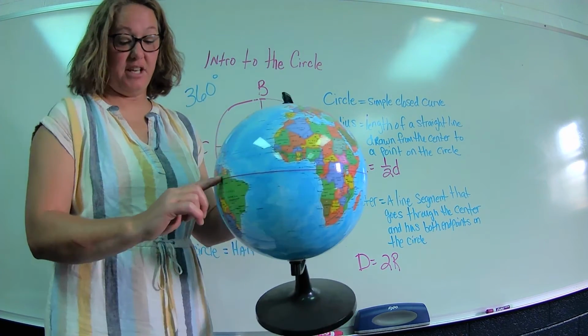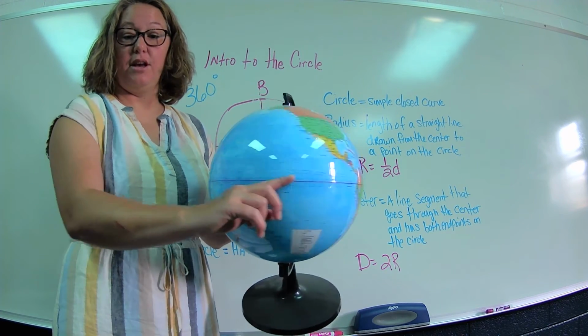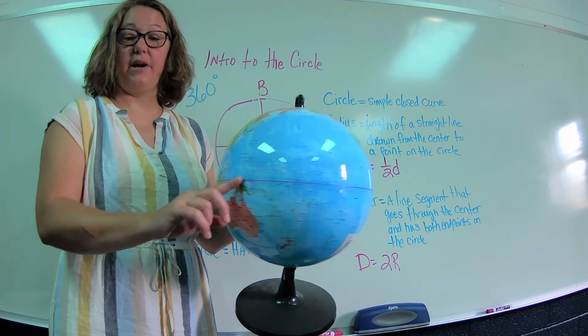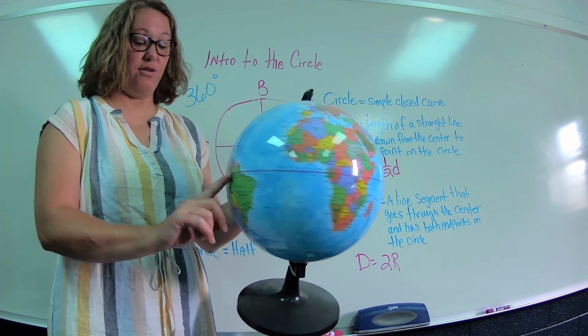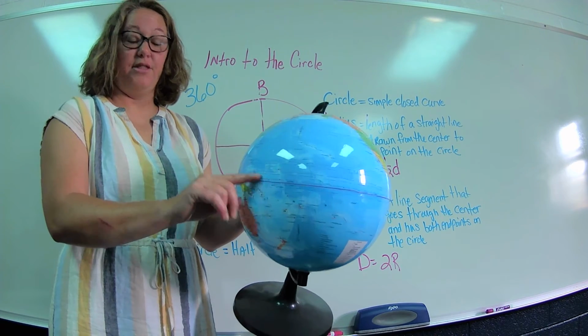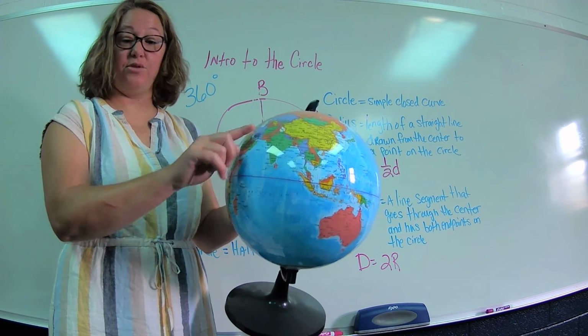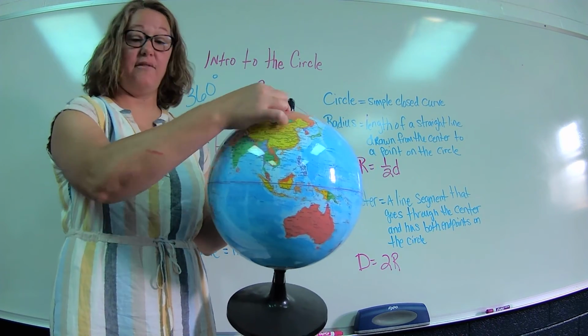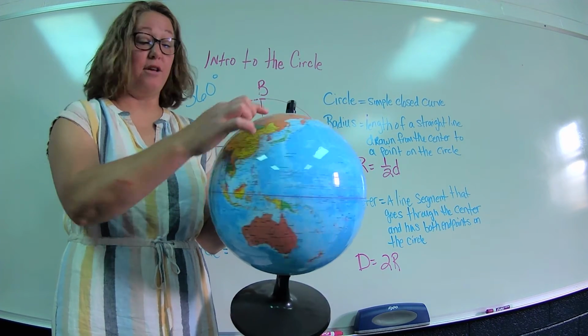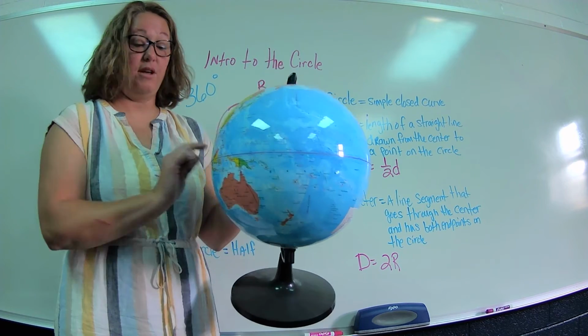Now, you see this line right here. We call this line the equator. That equator, notice it goes all the way through the center. The equator separates the north and the east. Then you also have the prime meridian that separates the east and west. All right, both of those go through the center.